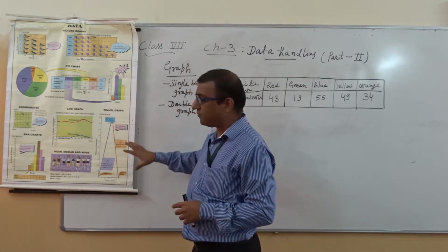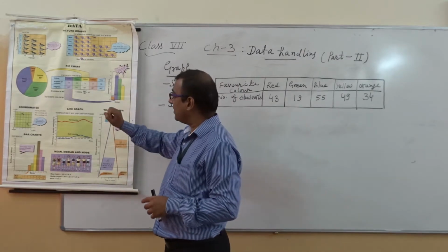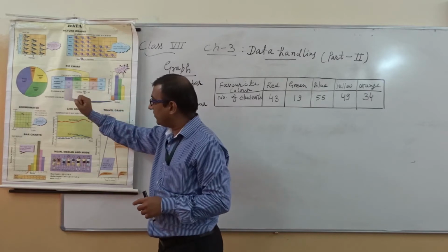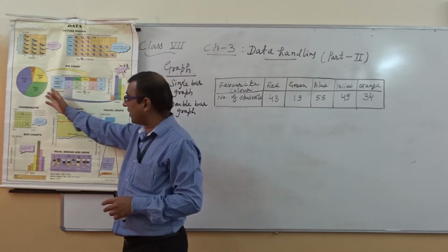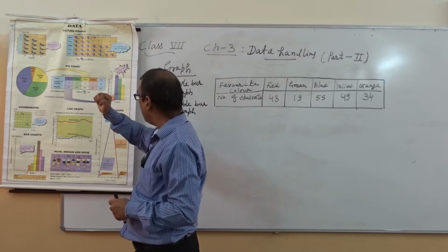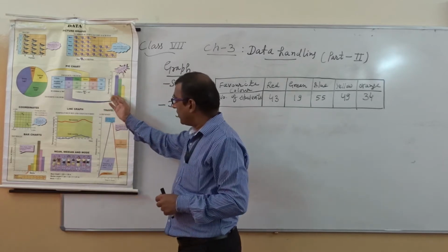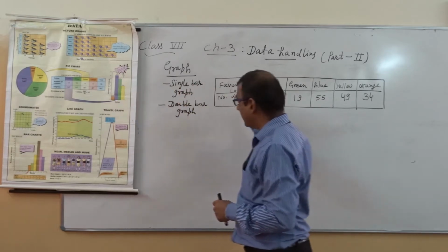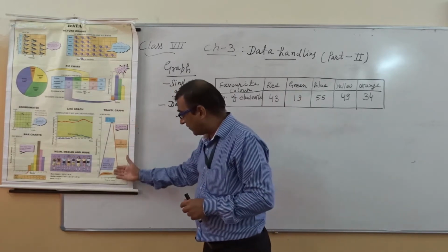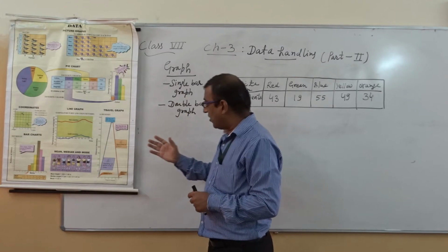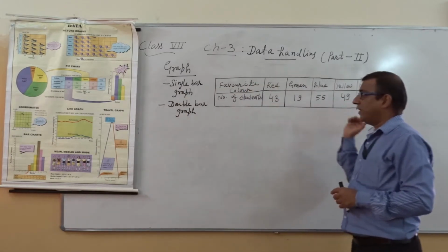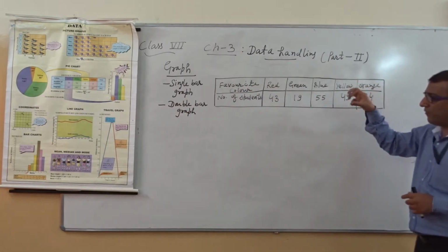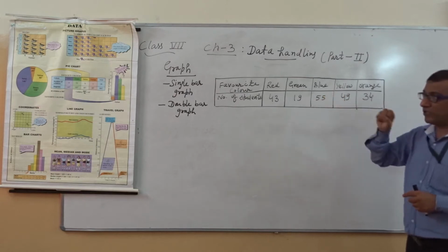If you see, different colors are there with different types of arrangements. This is the circle graph related with circle, and some buildings are attached here. This is the table, and these are the graphs, these are some lines. This table is related with favorite color and number of students.